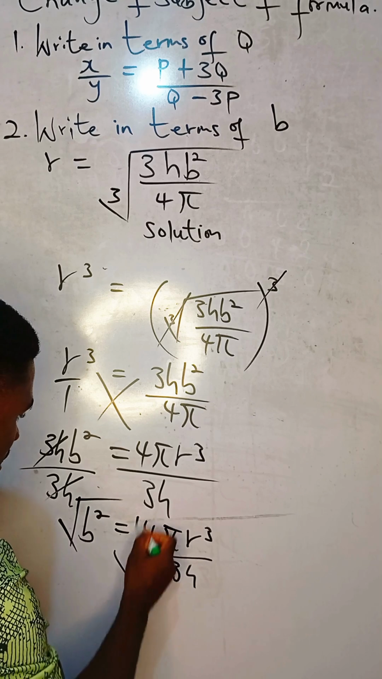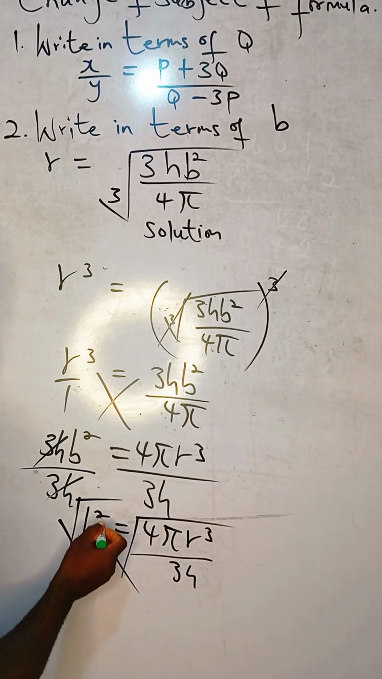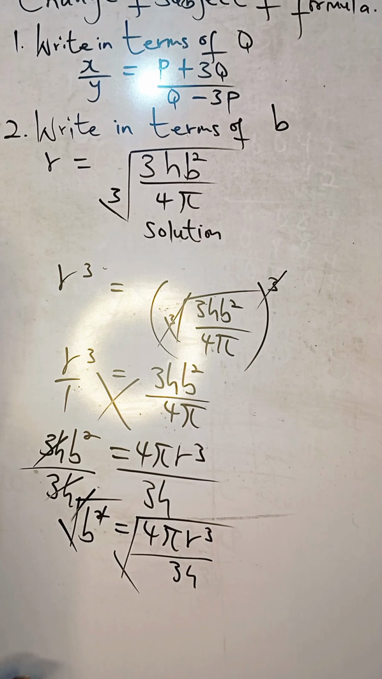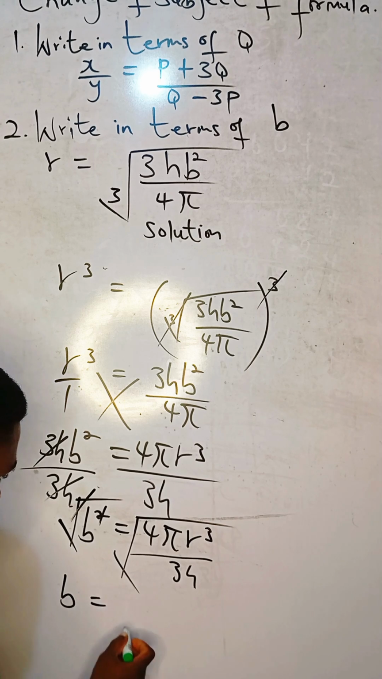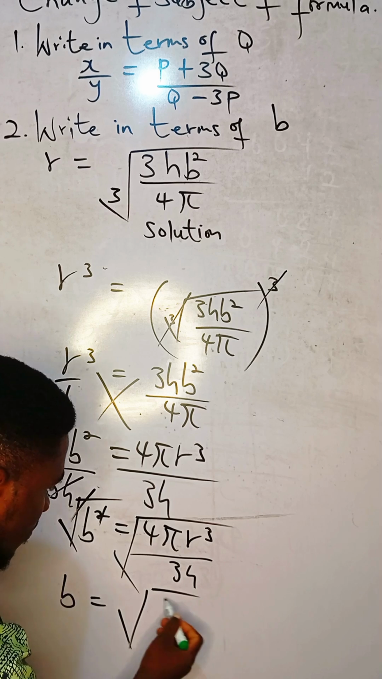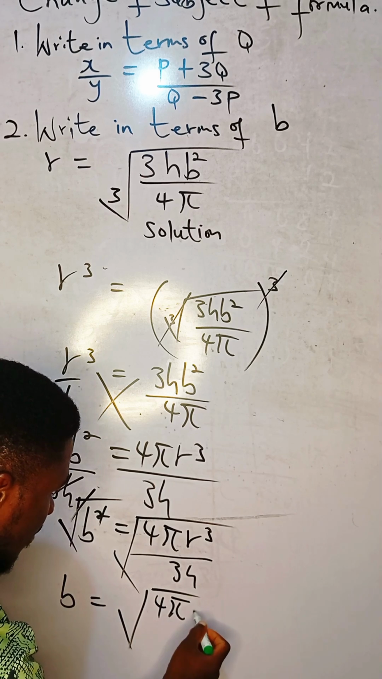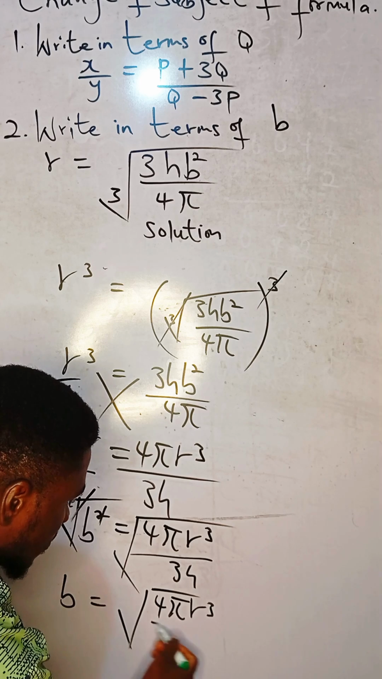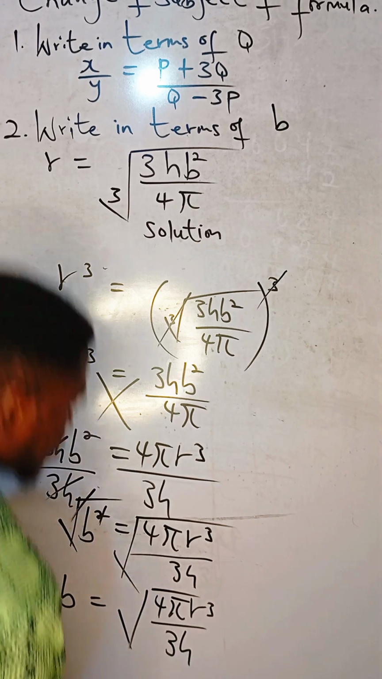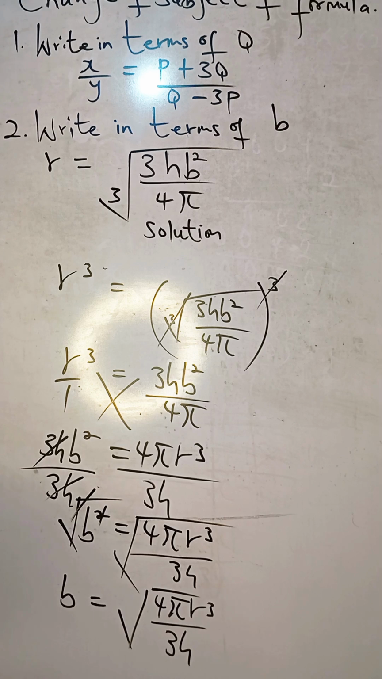Take the square root of both sides so that power 2 will cancel roots. I now have that b is equal to square root of 4 pi r to the power of 3 over 3h. And this is the final answer.